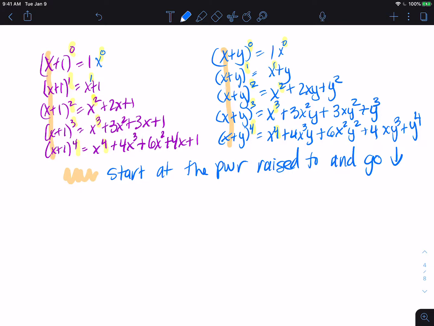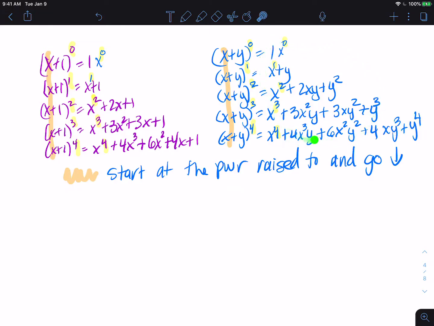Okay. Then, this pattern you may or may not have noticed. If we look at over here on this one, notice this one we had an x and a y. So on this one over here, if we look at what happened to our y values, I had no y. Here I had a y and no y here. Here I had a no y, a y to the first and a y to the second. No y, y to the first, y to the second, y to the third. No y, y to the first, y to the second, y to the third, y to the fourth.